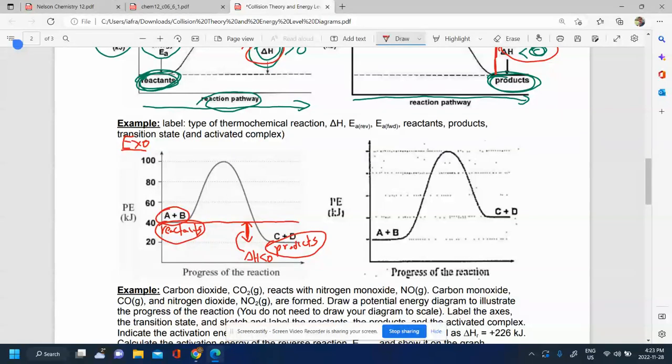So transition state is right over here, and that's where the activated complex would form. So you'll have a transition state with activated complex, AC I'll call it, okay? And the EA is from reactants all the way up to the highest point. So this is the EA over here that's required. Okay, so there's our EA. And that's our EA forward because we're going from left to right.